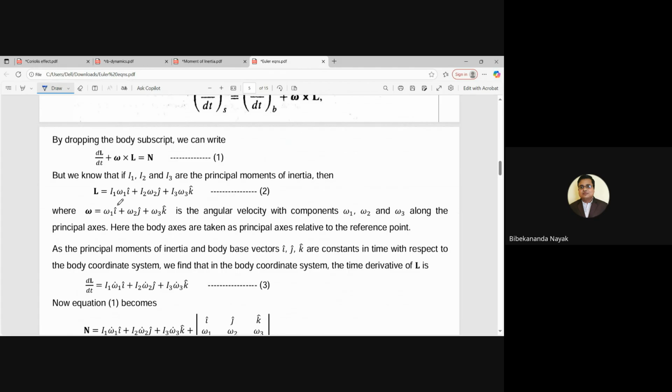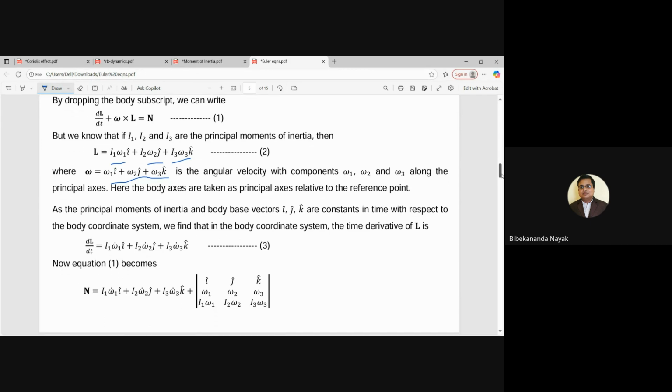Now we know L is equal to I omega. L in terms of components is I1 omega 1 i cap, I2 omega 2 j cap, I3 omega 3 k cap. And omega is omega 1 i cap, omega 2 j cap, omega 3 k cap. And so what is omega cross L? Okay, first calculate dL/dt. L is this, so dL/dt is I1 omega 1 dot i cap plus I2 omega 2 dot j cap plus I3 omega 3 dot k cap. Angular velocity omega is constant in magnitude, but its components may vary, so we have omega 1 dot, omega 2 dot, omega 3 dot.